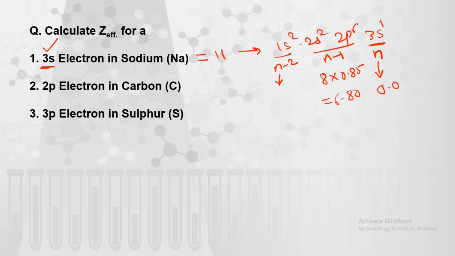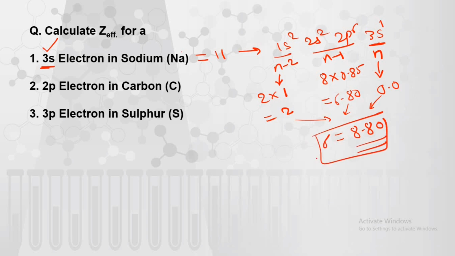Now here there are n minus 2, means 2 electrons are there. It's 2 into 1, it is 2. If you do the calculation of all these three things, you will get 8.80. So this is the value of sigma. Now if you put the value in the formula, Z effective is equal to Z minus sigma, it is 11 minus 8.80, and the final answer is 2.20. This is the Z effective for 3s electron in sodium.